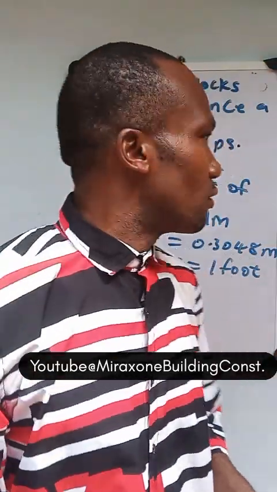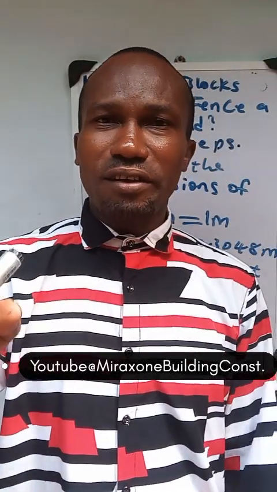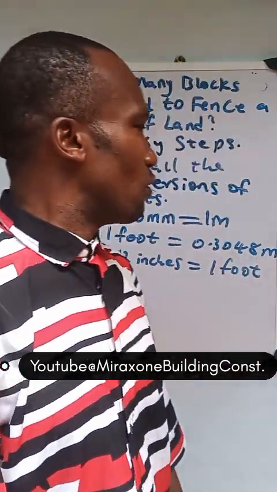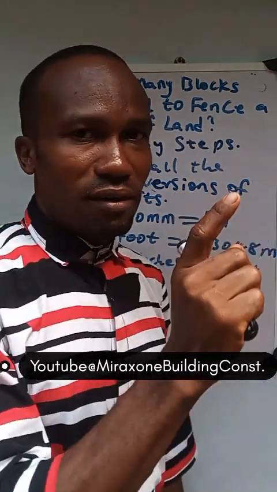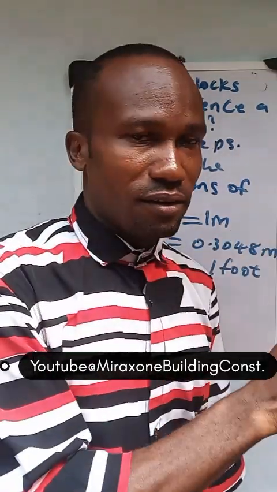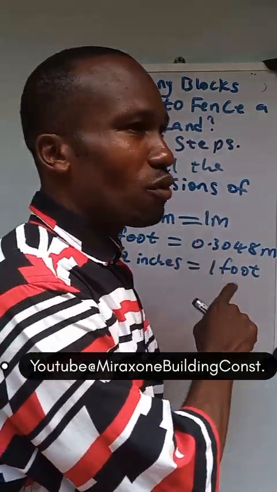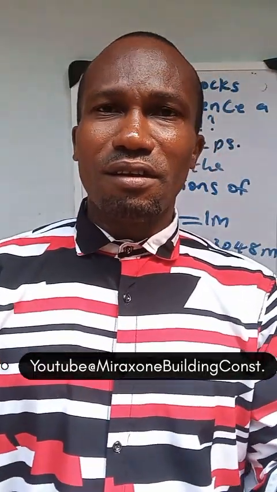So number one, recall the conversions of units. I want you to still remember them, because we'll be converting from one unit to another. 1000 millimeter is equal to 1 meter. 1 foot is equal to 0.3048 meter. 12 inches is equal to 1 foot. So in this estimate, we'll be converting from one unit to another.